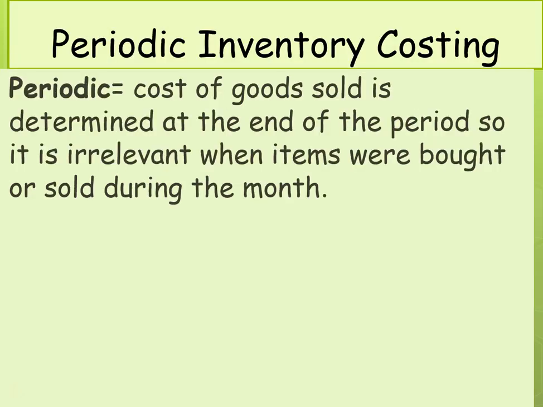Now, the easy part about doing periodic is that it doesn't matter when the items were sold because we're not going to do anything till month end. So you have to take that into consideration when you're going through and doing your adjustments. The first thing you always want to check is whether this is perpetual or periodic. If it's periodic, we don't care when we sold it. If it's perpetual, we do care.